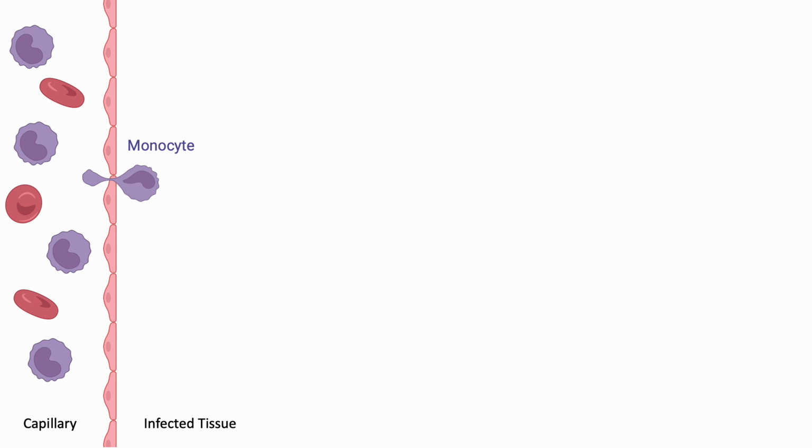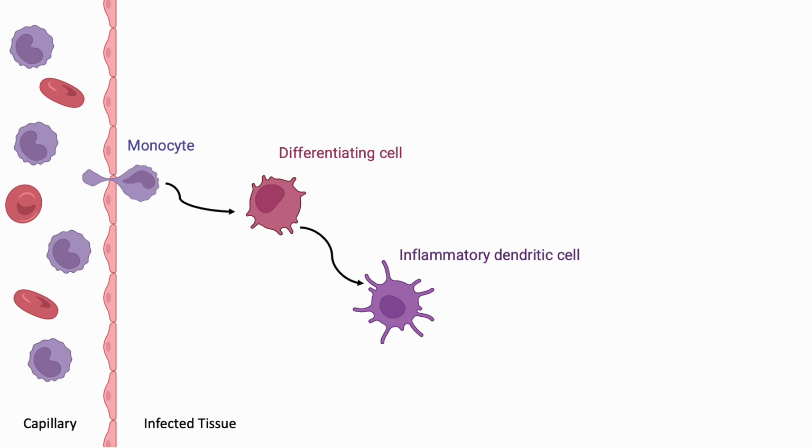Once in the infected tissue, the monocyte undergoes a transformation, differentiating into a specialized cell called a differentiating cell. The differentiating cell continues to mature, eventually becoming an inflammatory dendritic cell, IDC. IDCs are key players in the immune response, responsible for activating other immune cells.